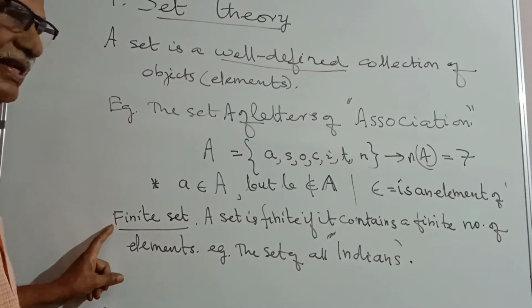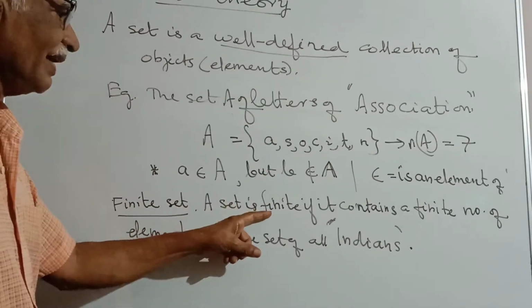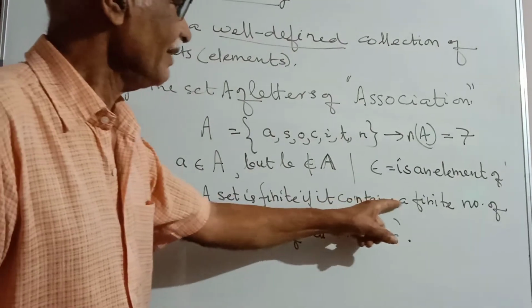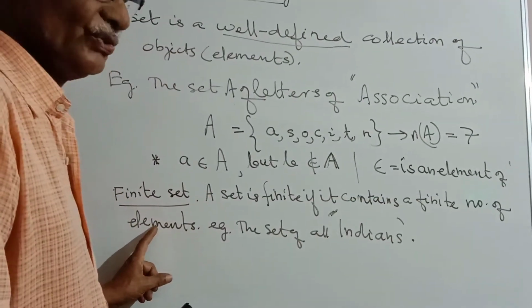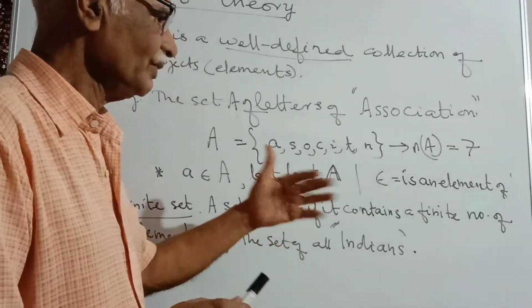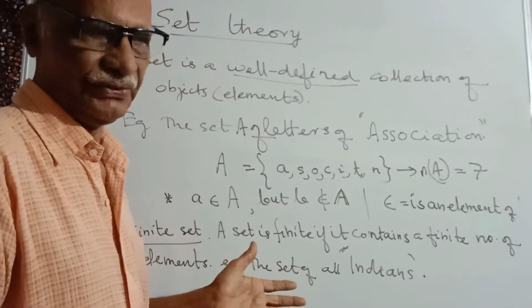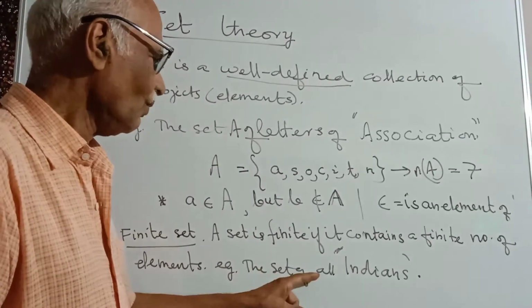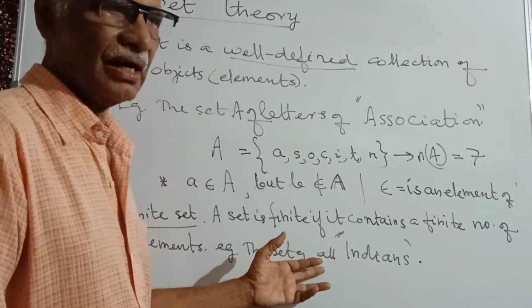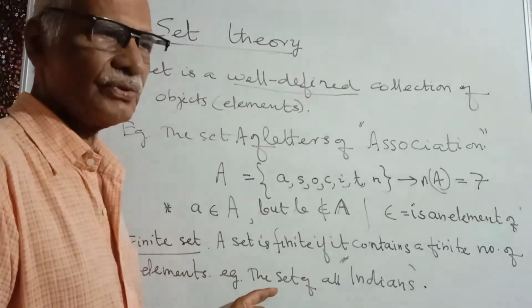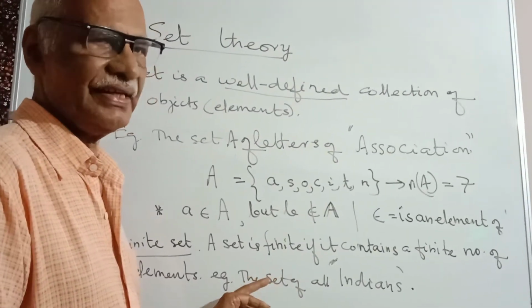So this is the symbol, "is an element of". Now we go to finite set. A set is finite if it contains a finite number of elements. That means we can count the number of elements and stop. Now, the set of all Indians, you can see the number is large, but we can count all the Indians, so it is a finite set.